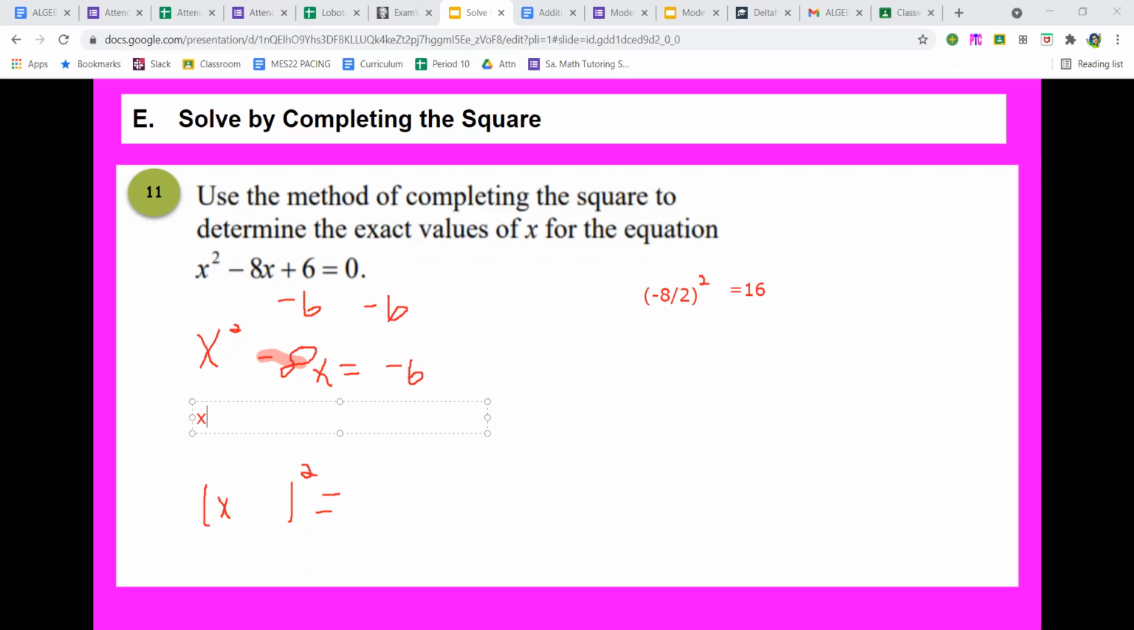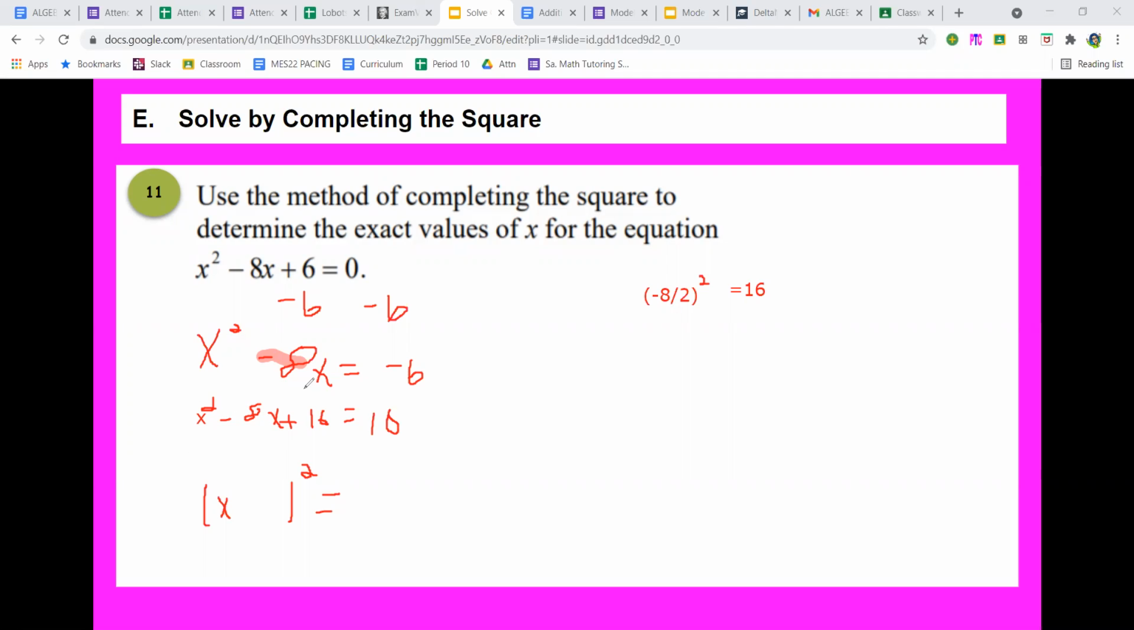So I get x squared minus 8x plus 16. Since I'm adding 16 on this side, I also have to add it on this side. So negative 6 plus 16 is going to be 10. So this now can be written as a perfect square trinomial.